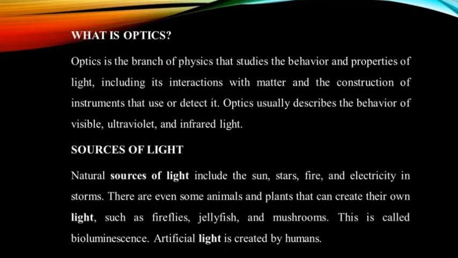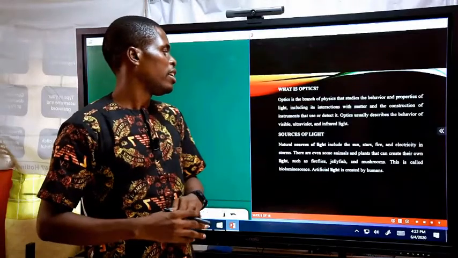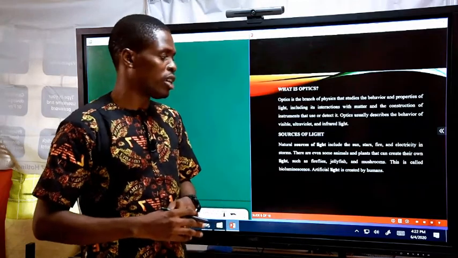We have two major sources of light: the natural source and the artificial source. Natural sources of light include the sun and the stars. We have fire, electricity in the storms. We have firefly, jellyfish, and mushroom. Some kinds of mushroom produce light. Okay, so these are types of sources of light from natural sources.